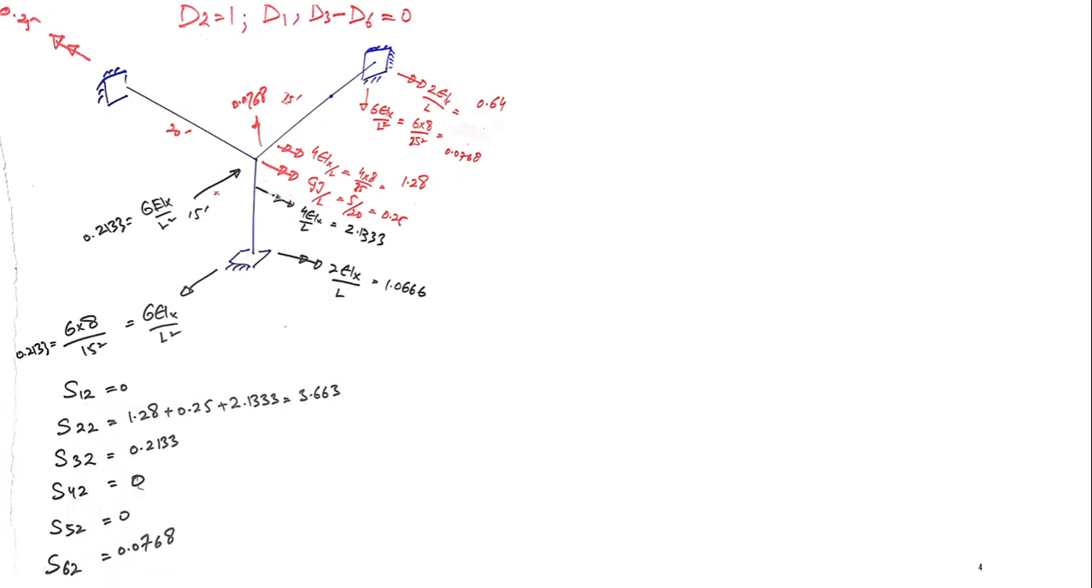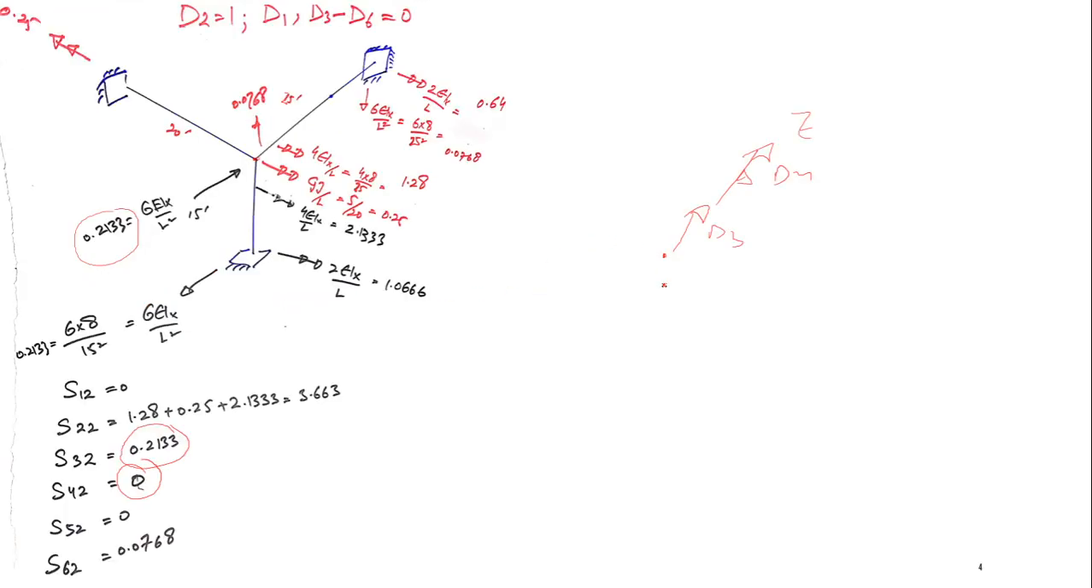So for S32, you should remember this is D3, and this is D4. D3 is actually a load in this direction or axial deformation in this direction, that is Z. So I have got 0.2133 at this point. No moment in this direction, so that's why S4 is 0. So what was S5 and S6? S5 vertical and S6 vertical.